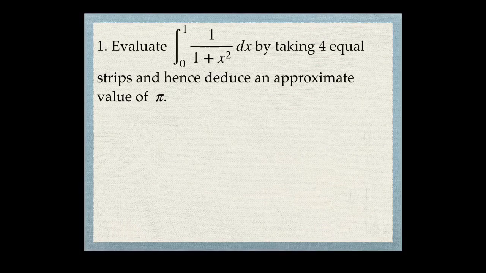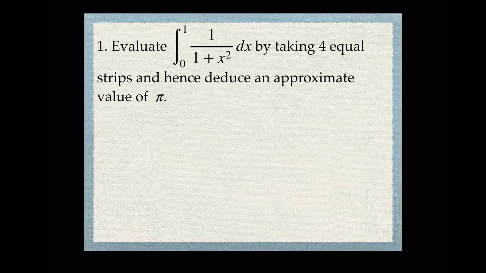Evaluate a definite integral from 0 to 1 of 1 by 1 plus x square dx by taking 4 equal strips and hence deduce an approximate value of pi. The important thing here is most of the time you will be given an integral and you will be told which formula needs to be applied, but here nothing is told. That's the first observation which we are supposed to make. And second thing is here we have also been told to find an approximate value of pi.